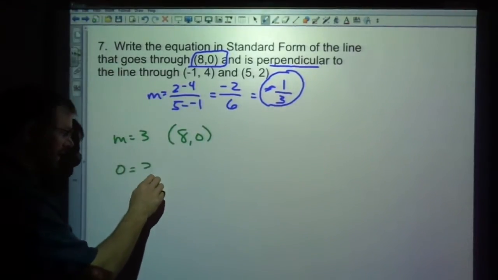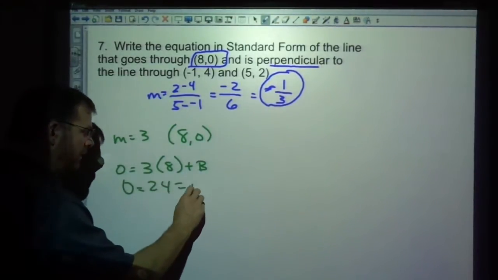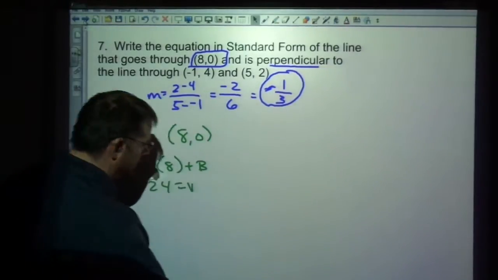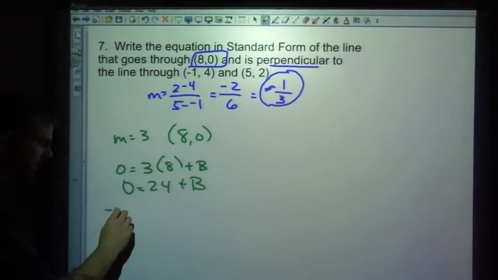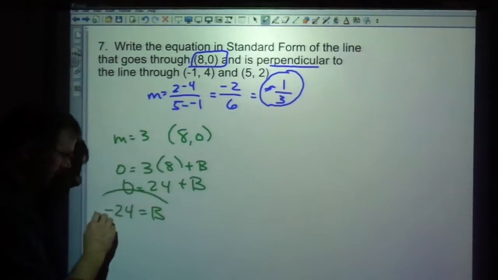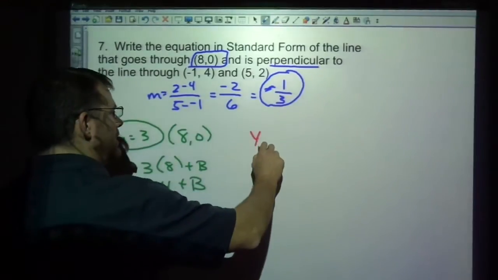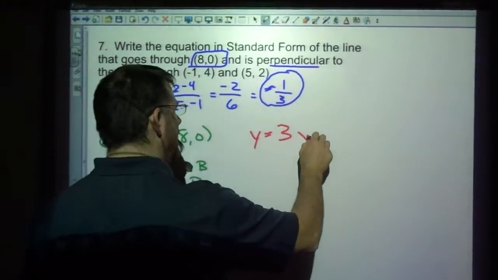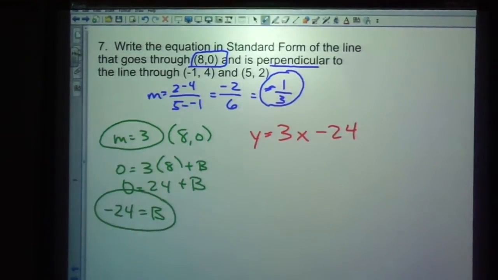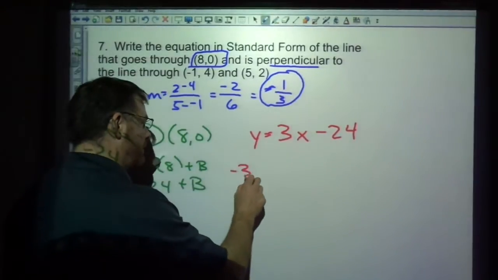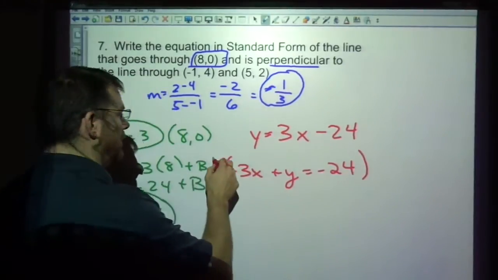y equals mx plus b, y equals 24. So if I subtract 24, there's my b, here's my m, I can write my equation, y equals mx plus b. But that's not in standard form. I need to subtract 3x over here. And then multiply by negative 1.